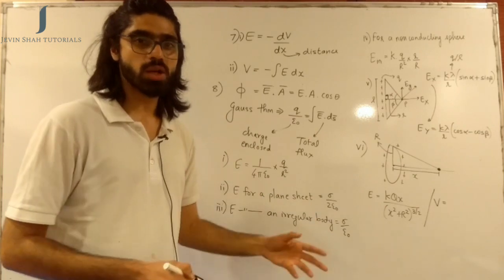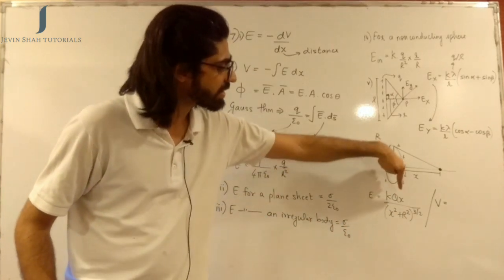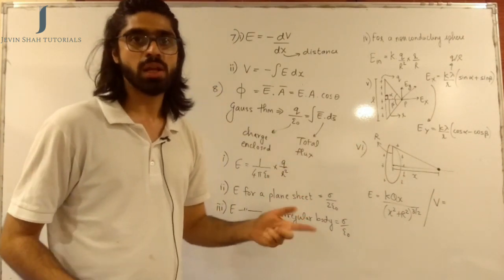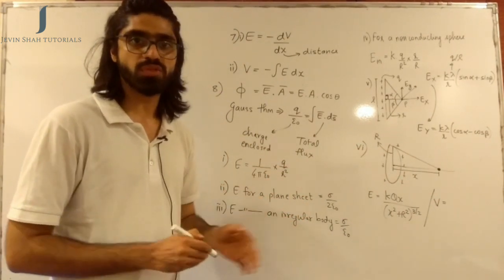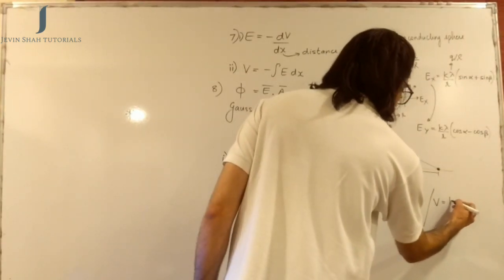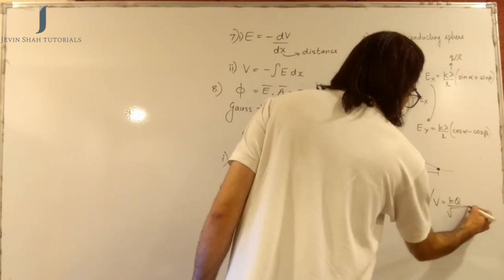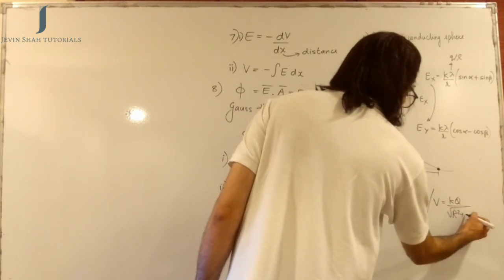You can integrate this. It will be a little longer task because you will have to take the denominator as t and the numerator as x dx, that will become dt. A little bit of jugglery, a little bit of integration, and that will give you the formula of V as kq divided by root over r square plus x square.